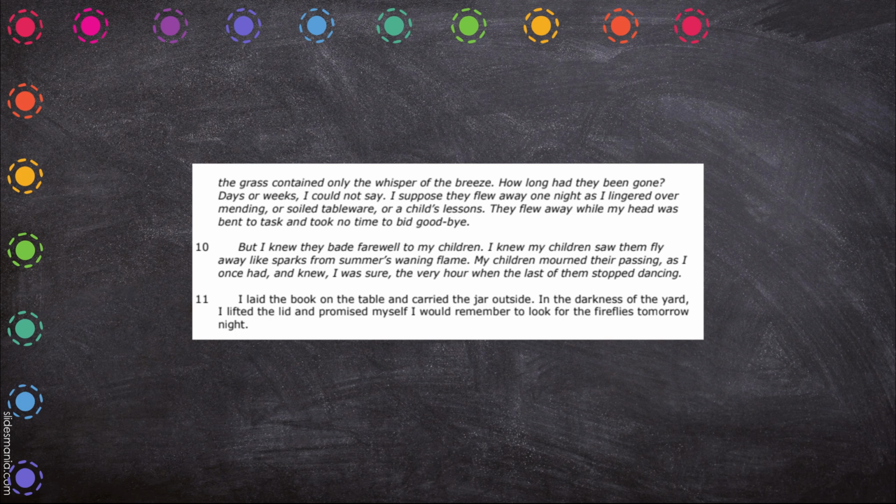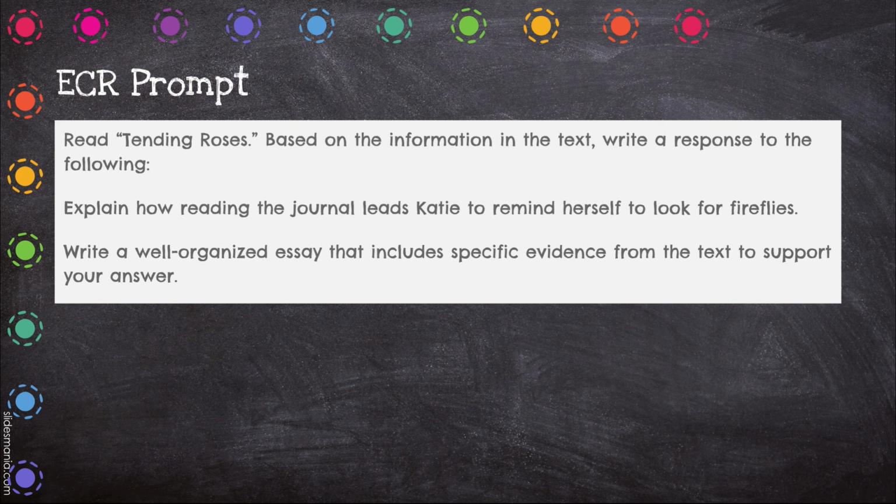Okay, so here is the extended constructive response prompt. It says, read "Tending Roses," which we just did. Based on the information in the text, write a response to the following. Explain how reading the journal leads Katie to remind herself to look for fireflies. Write a well-organized essay that includes specific evidence from the text to support your answer.